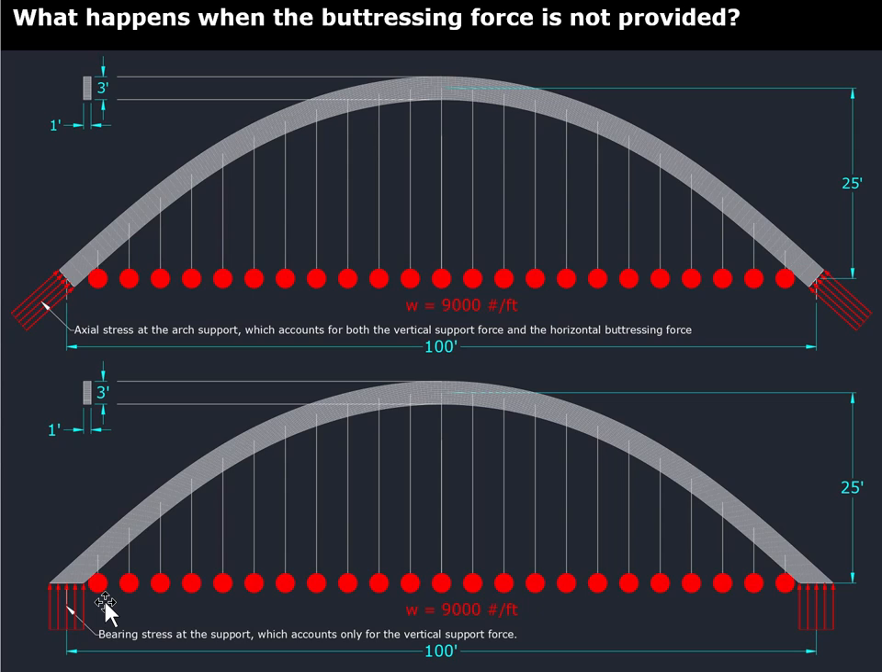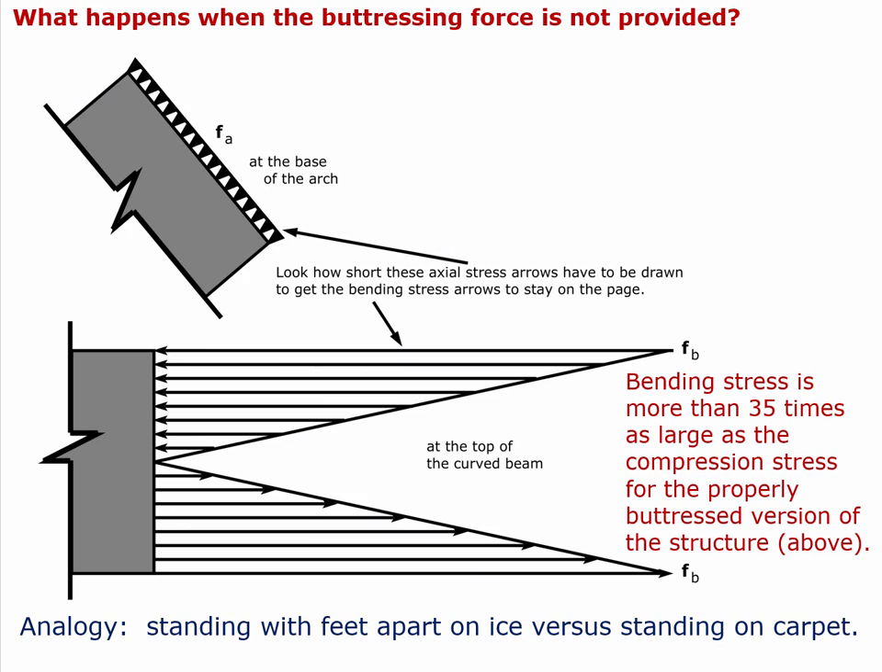In this example of the curved glulam element, which in cross-section is 1 foot wide by 3 feet deep, and which is spanning 100 feet, removing the horizontal buttressing force at the support point produces the following situation. It induces a bending stress that is more than 35 times the magnitude of the axial stress that would exist with the buttressing force.